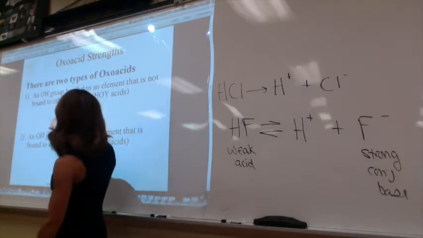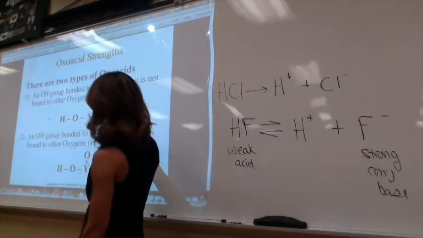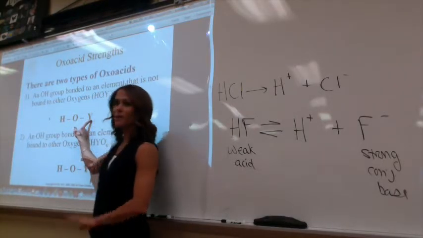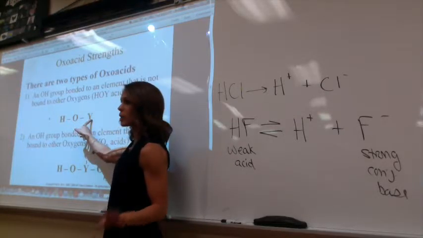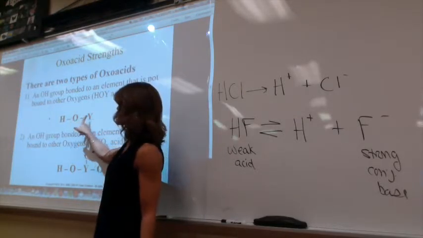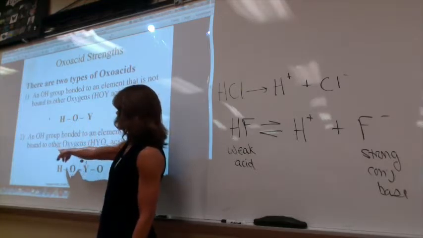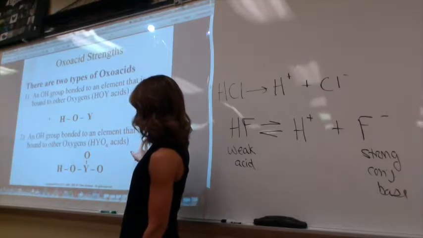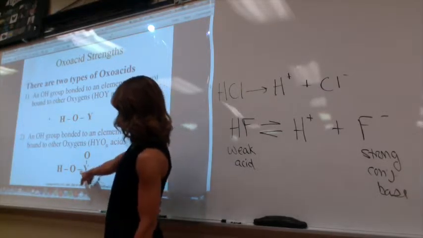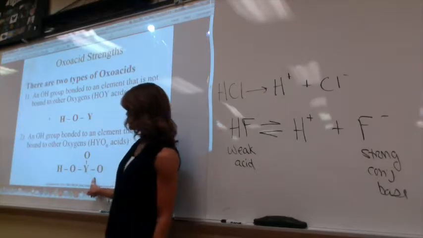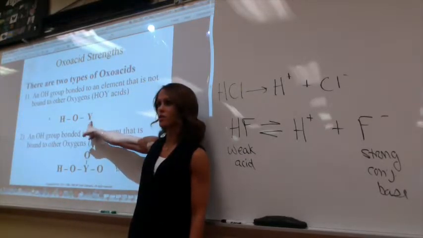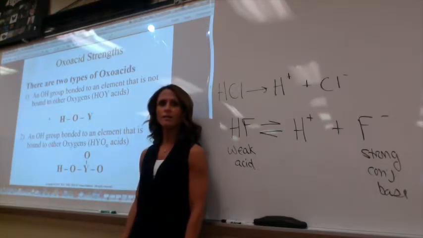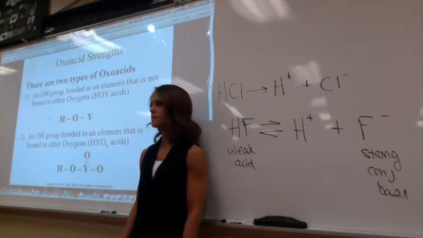So an OH group bonded to an element that is not bound to other oxygens, this is your first type of oxoacid. HOY, where Y can be any constituent group, or it could just be another element, like HOCl or HOBr. It can also be an OH group bonded to an element that is bound to other oxygens, HYO with lots of other oxygens surrounding it. So clearly in this situation, this is more electronegative than this situation, right? So would this or this be a stronger acid, considering we don't know what Y is?